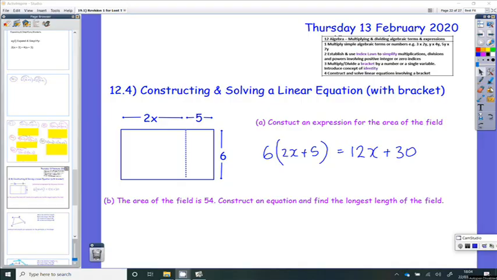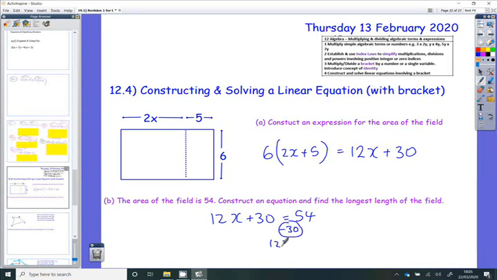So for part B, we're now given this extra information that the area of the field is 54. So this expression that we've got up here, the 12x plus 30, which is the area of the field, we know that now equals 54. So we can say 12x plus 30 equals 54. So we now have an equation that we can solve. If we take away 30 from both sides, we get 12x equals 24. Divide by 12, we get x being 2.